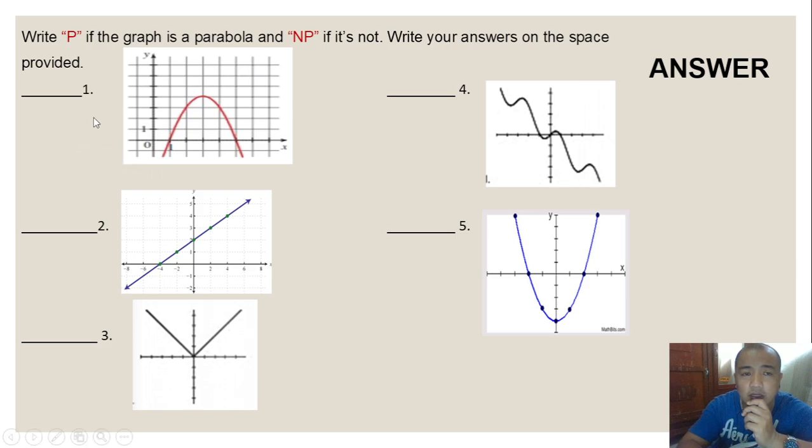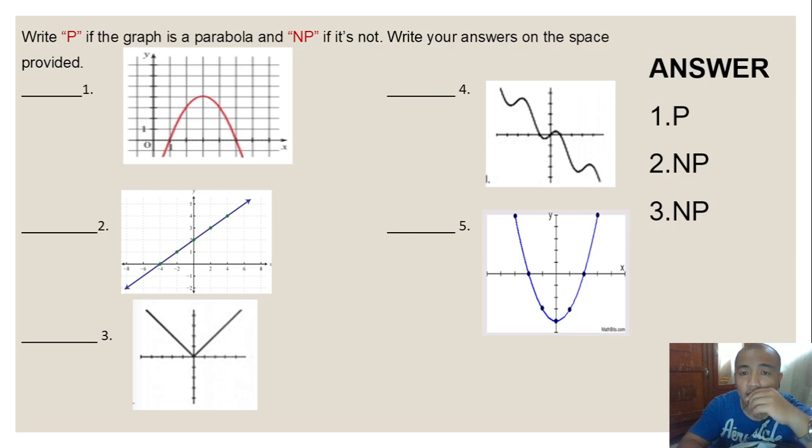Number 1, is this a parabola or not? Answer. Yes, it is a parabola that opens downward. How about number 2? Is this a parabola or not? It's not a parabola, it's a straight line. It's a graph of a linear function. How about number 3?